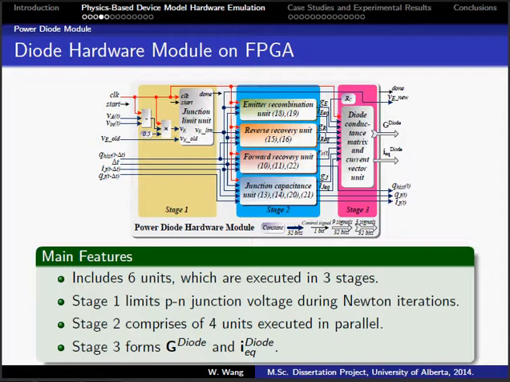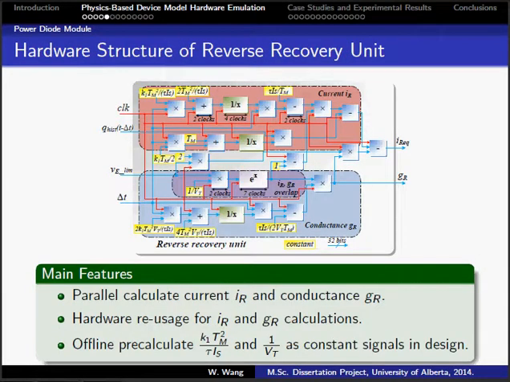The detailed structure of the reverse recovery unit is shown in this figure. Calculation for the current is shown in the upper square. As can be seen, the calculation for the current and the conductance run in parallel. Especially, the purple area has the resources which contribute to both the calculation of current and conductance. The values in the yellow boxes are constant signals which have been pre-calculated offline in order to reduce the whole latency of the design.